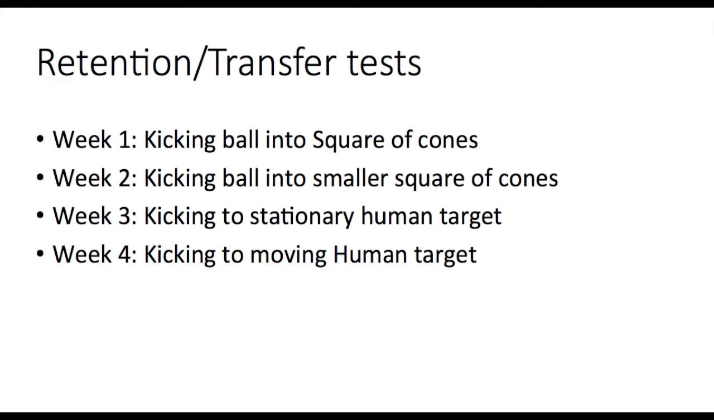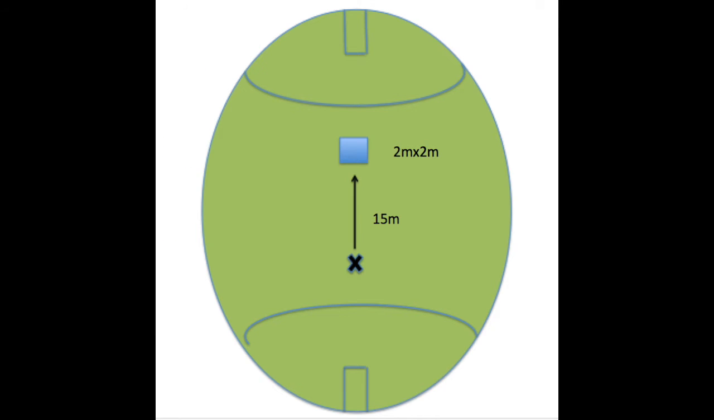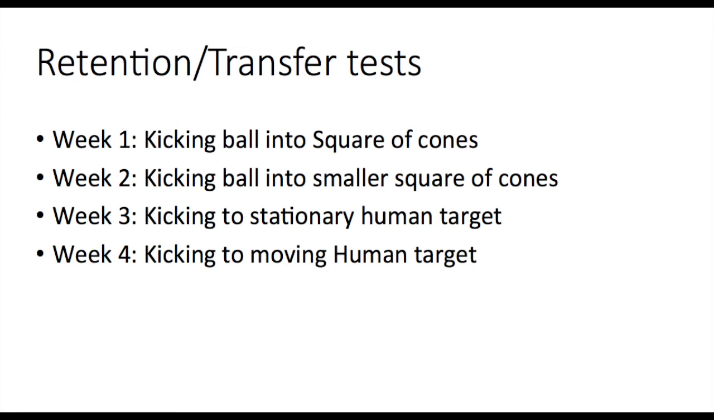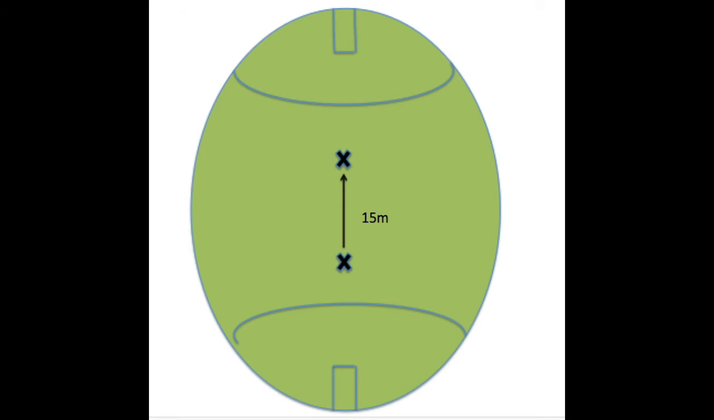In week 2, the participant will complete a similar test, but this time the cones will be made into a smaller square to make the skill more difficult to complete. In week 3, the participant will start to hit human targets. To start off with, the human target will be stationary and able to move to the left or right in order to complete the mark and catch the ball.